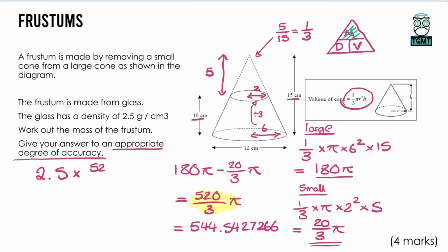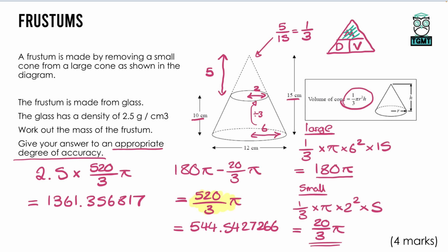So 520/3 pi that we're going to times by 2.5 as that was our density, and we're doing density times volume. So times by 2.5, and that comes out as now a final answer. Now it does come out in terms of pi. However, it says to give your answer as a suitable degree of accuracy. So I'm going to write it now definitely down as the decimal version. So we get 1361.356817.